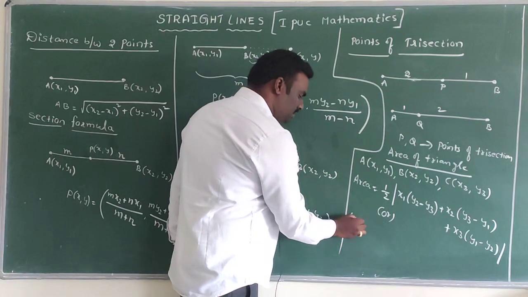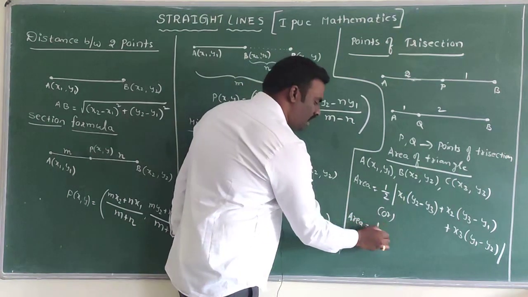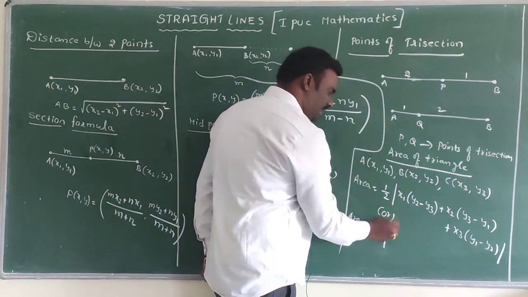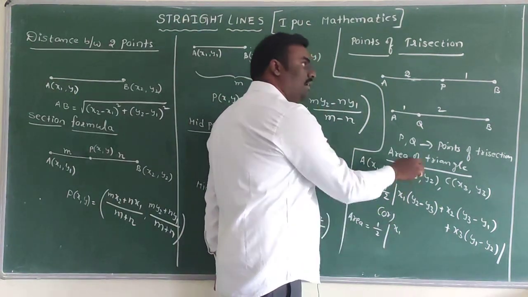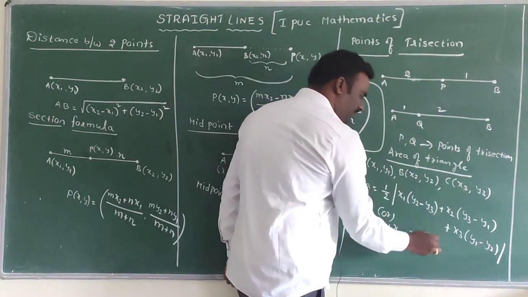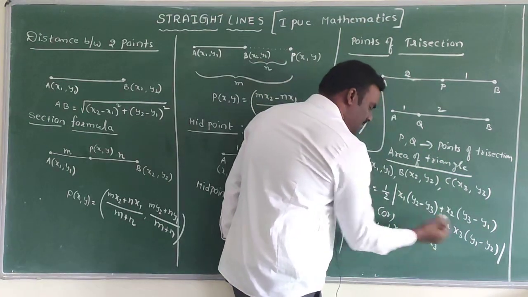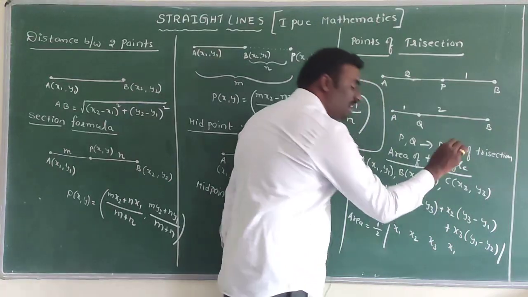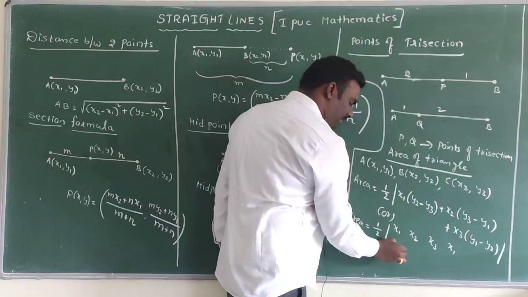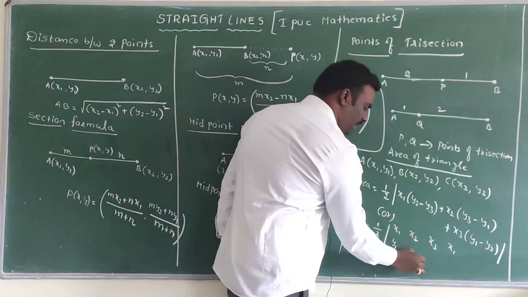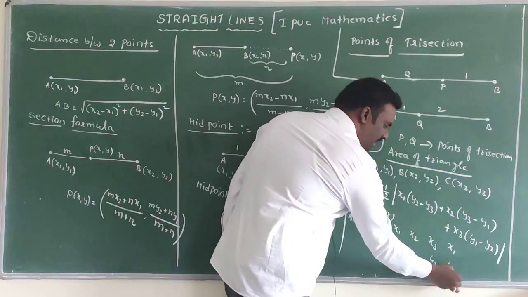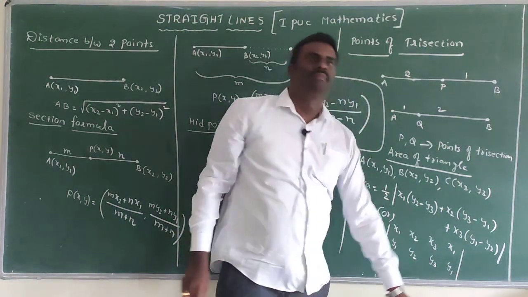This formula we are writing in another method. Area equals half modulus of, first value is what? x1, next value x2, next value x3, and the starting value you take, at the end you also take the same. Similarly, second row: y1, y2, y3, and again the first value you take at the end.